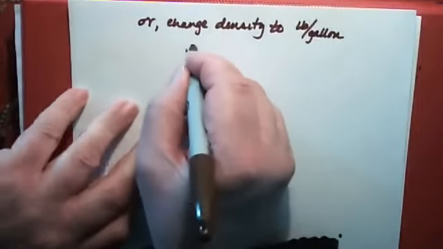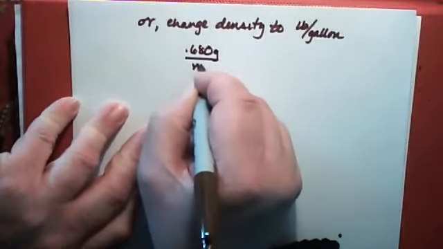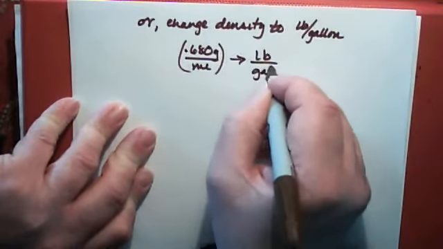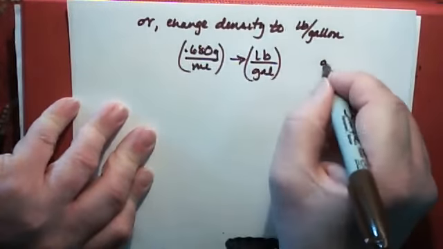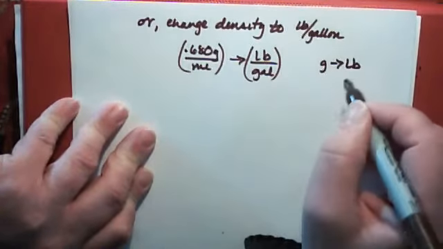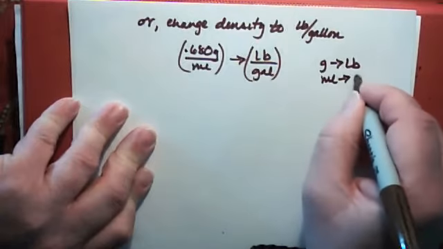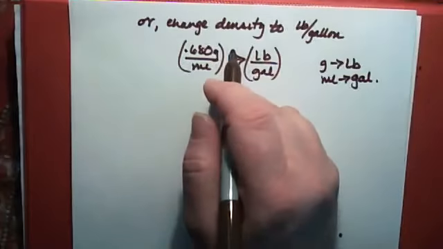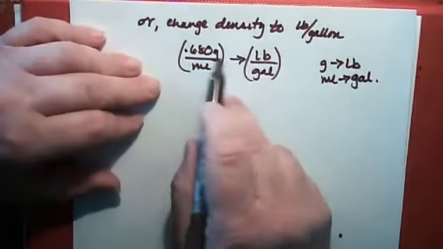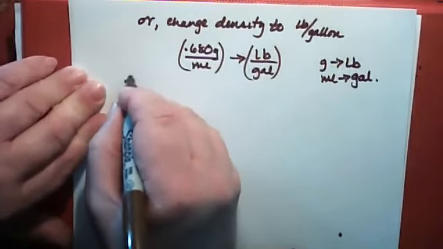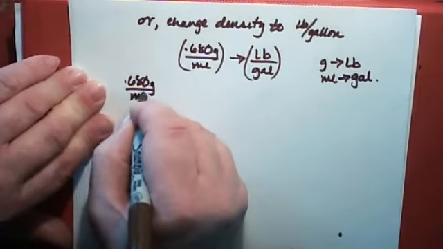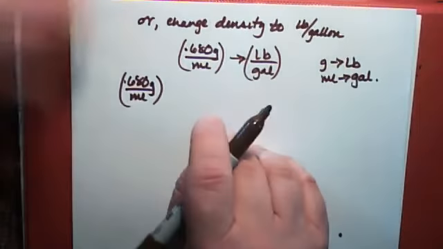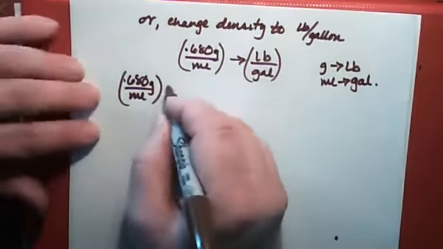So let's see, we have 0.680 grams per milliliter. To change this to pounds per gallon, we have to change grams to pounds and milliliters to gallons. And there is not a conversion factor in the table that will do this in one step. So we're going to have to do the 2 units separately, even though they're both in there. We're going to convert grams to pounds first, and then we can come back and convert milliliters to gallons.